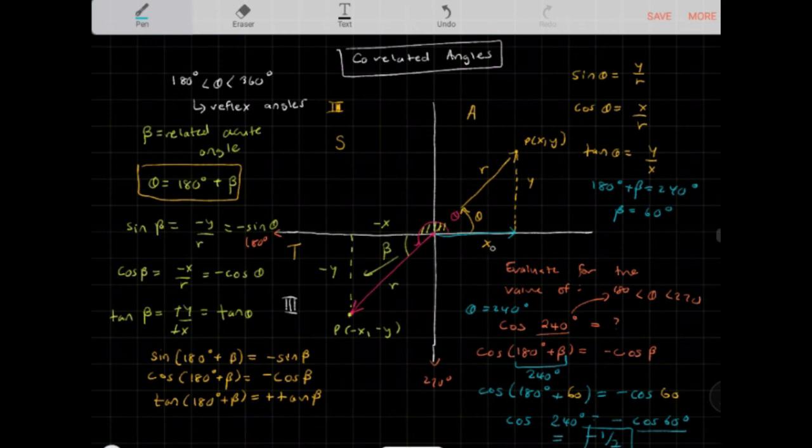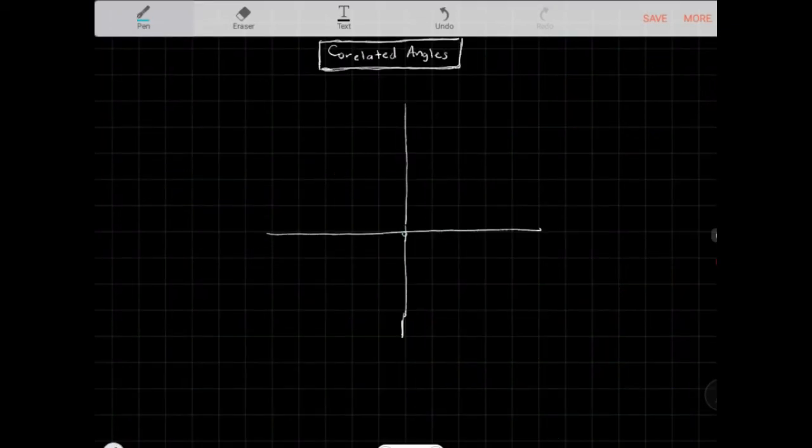In the next lesson I'm going to show you the correlated angle equations in the fourth quadrant, but what you want to understand from all of this is that in the third quadrant only the tan ratio is positive.